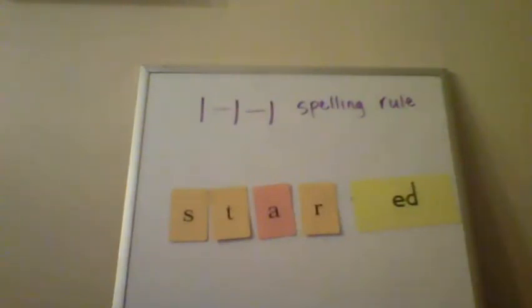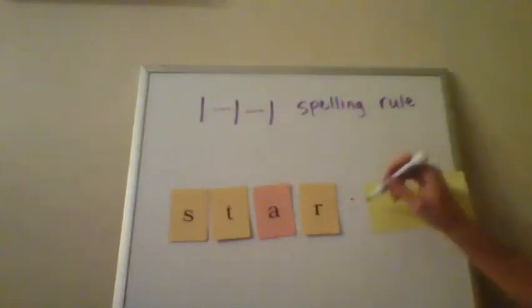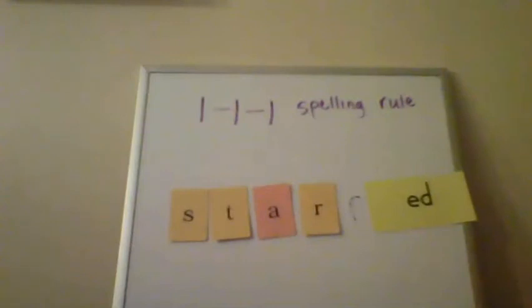Let's go over the word star. Is this a one-syllable word that is R controlled? Yes. Does it have one vowel? Yes. Is there only one consonant after the vowel? Yes. So when we follow that rule, when we add an ED, you add a double R. Starred. Starred.